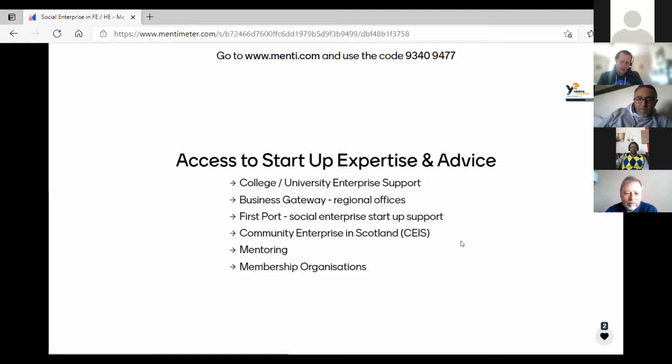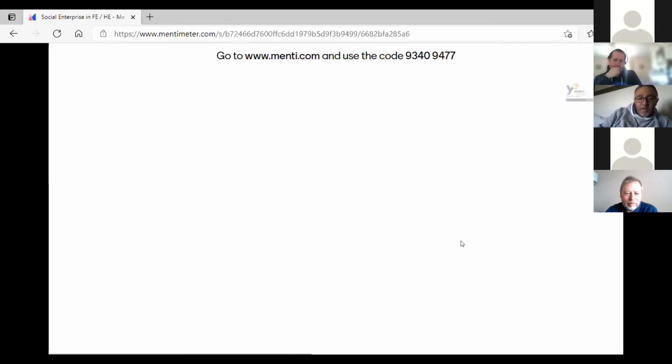Business Gateway, you've probably heard of. There's regional offices all around. First Port are a great organisation. We work very closely with them on the Social Innovators Challenge, and they focus on social enterprise startup support. Community enterprise in Scotland. There's all sorts of membership organisations that you can get access to as well. So you're not going to be short of good advice and startup expertise across that sector. But I would suggest you start with your university support channels in the first place.